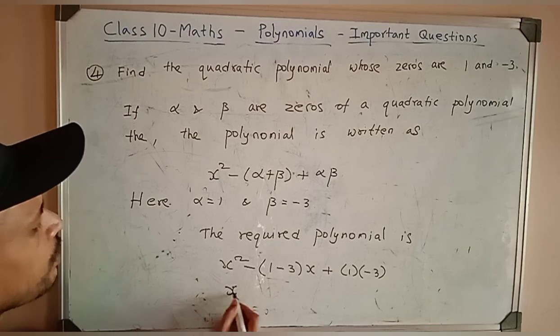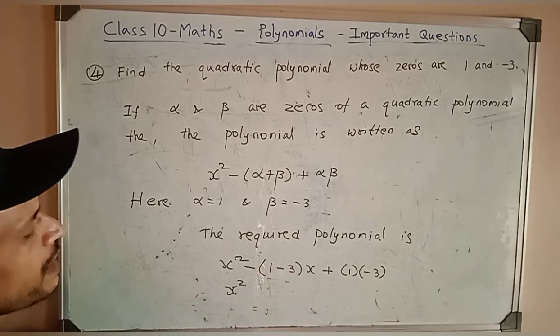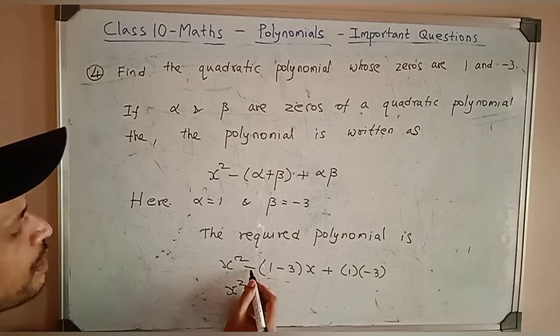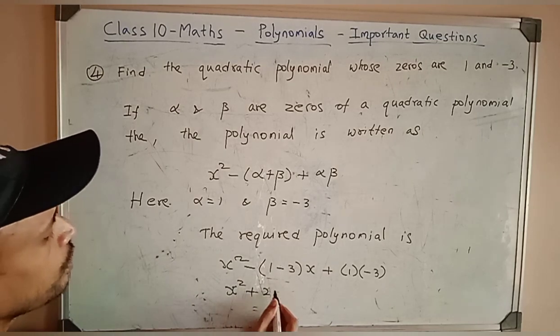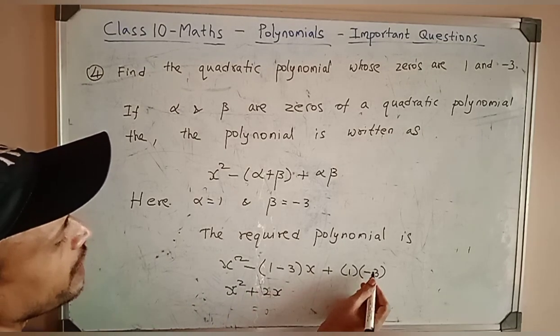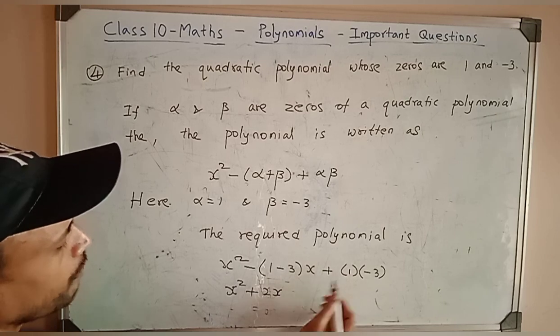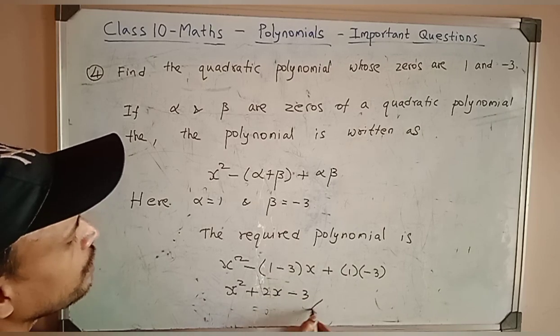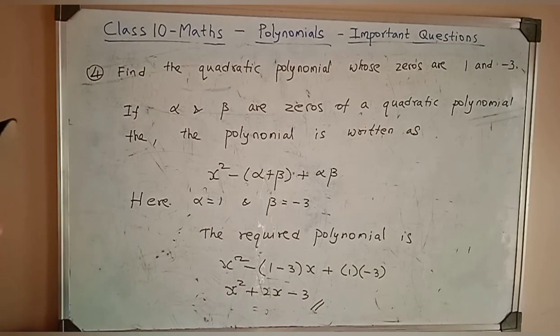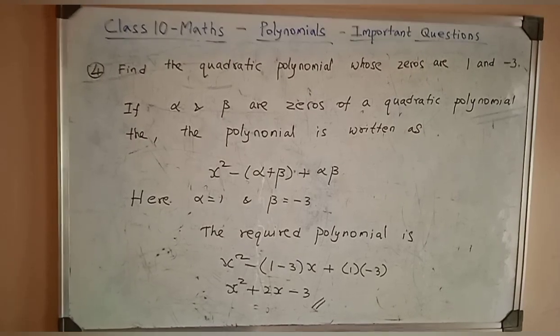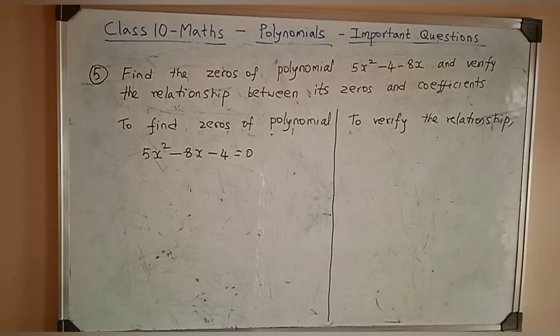Simplifying this, we get x square, 1 minus 3 is minus 2, minus of minus 2 is plus 2x. Here 1 into minus 3, minus into plus is minus. So we get minus 3. So this is the required polynomial. Let us move to next question. This is the next question.